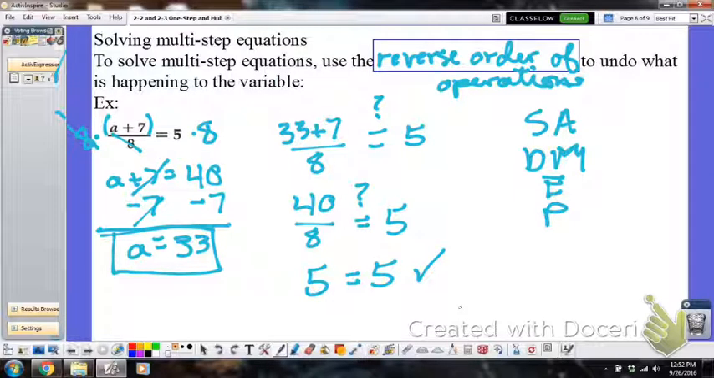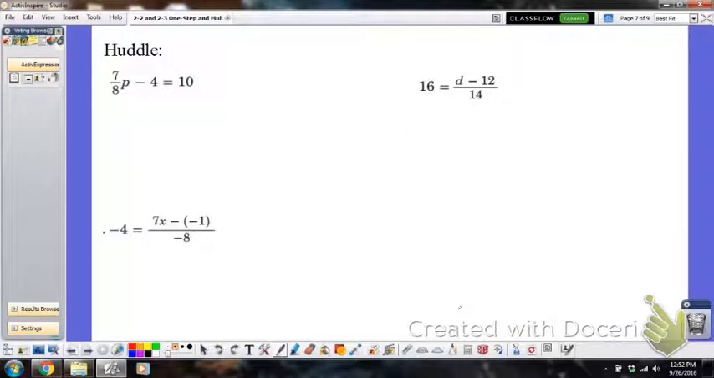So go ahead, pause the video, work through these huddle problems. When you're ready for the solutions, unpause the video.